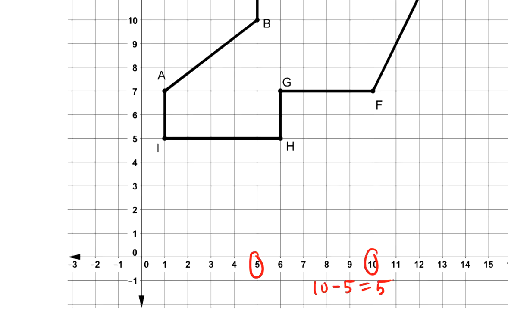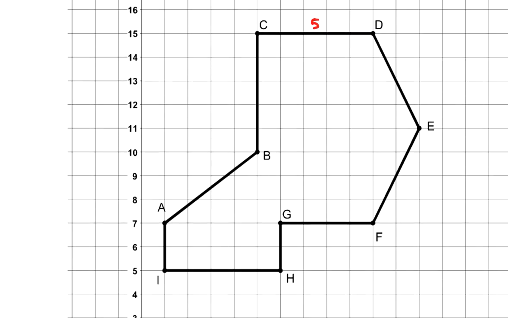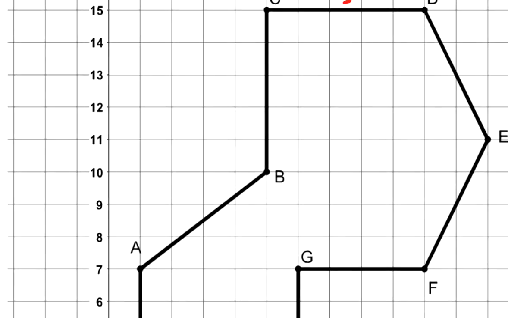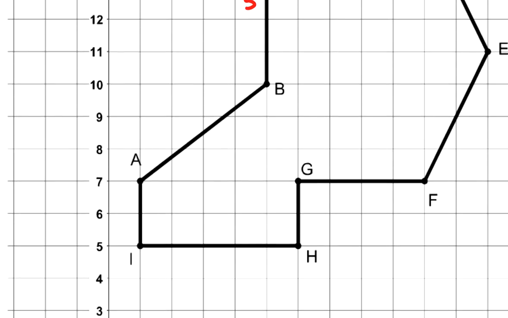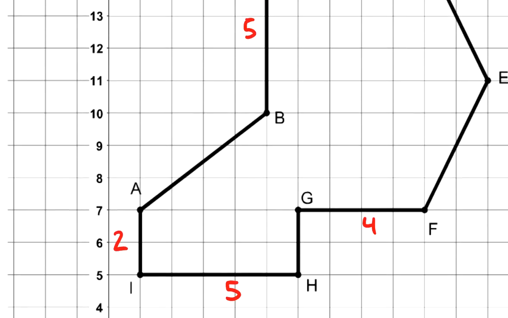I could do that for all these, but I can just count because it's very straightforward here. 1, 2, 3, 4, 5. So this is 5 units long also. This is 2 units long. I'm going to save the ones that are not vertical or horizontal for later. Down here I've got 1, 2, 3, 4, 5. So a lot of these sides are 5 units long. 1, 2, 3, 4 units long. And then I have a couple more diagonals.